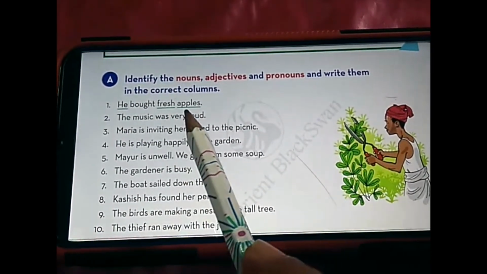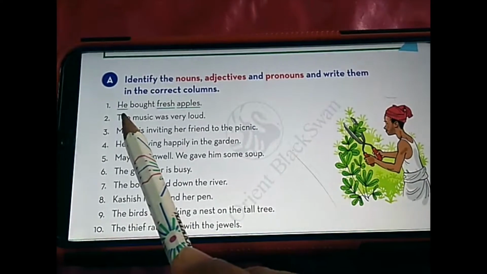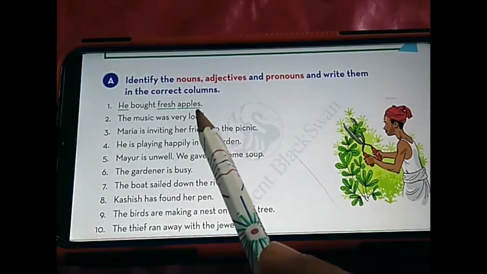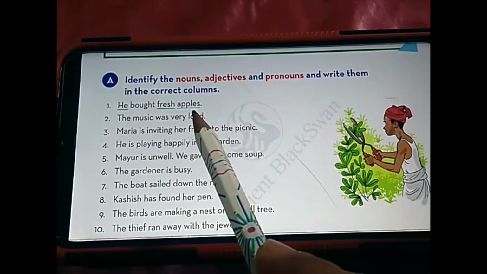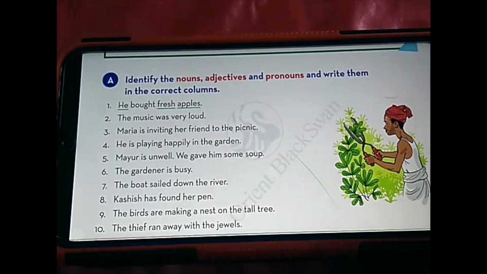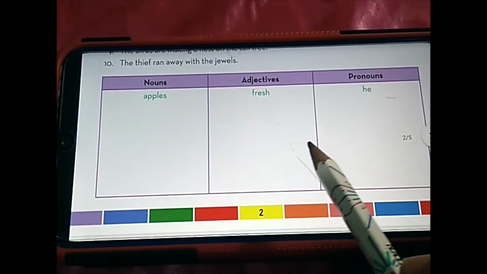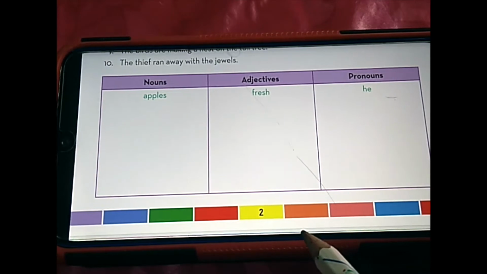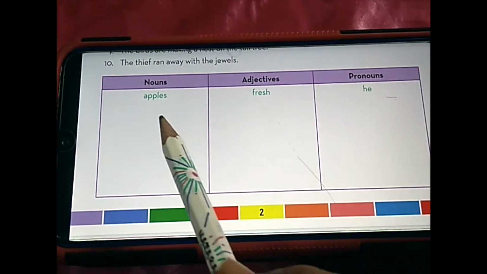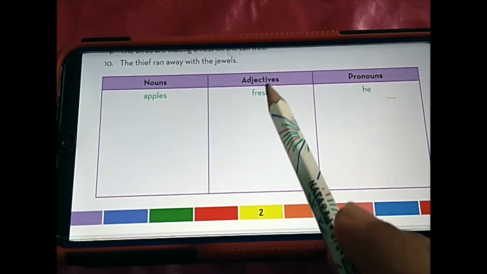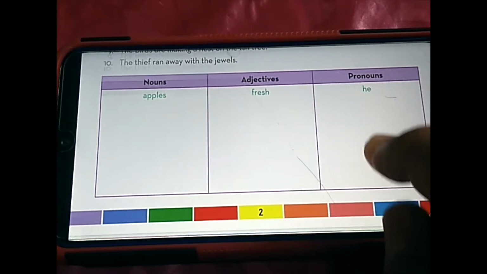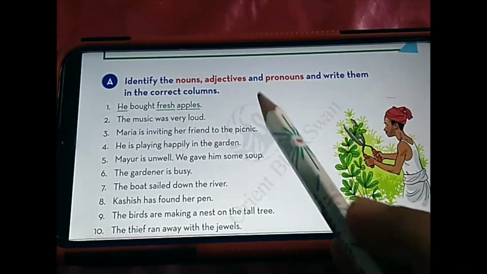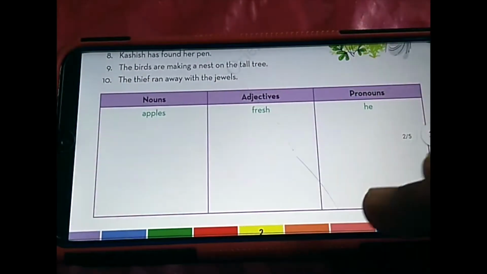The first one is already made. He bought fresh apples. Here you can see that he is a pronoun, fresh is an adjective and apples is a noun. So they are written in the right columns. He is a pronoun, that's why it is written in the pronoun column. Noun is written in the noun column and adjective is written in the adjective column. Similarly, in all the sentences, you have to find out what is noun, adjective and pronoun and write them in these columns.